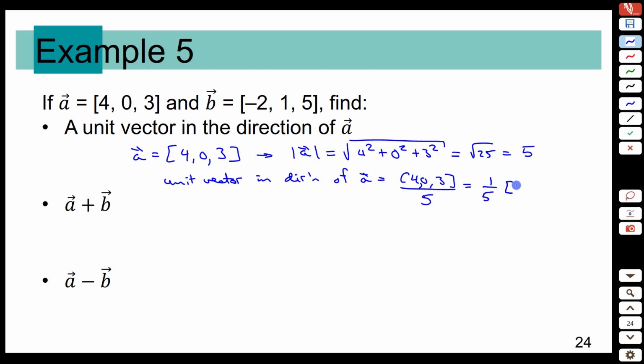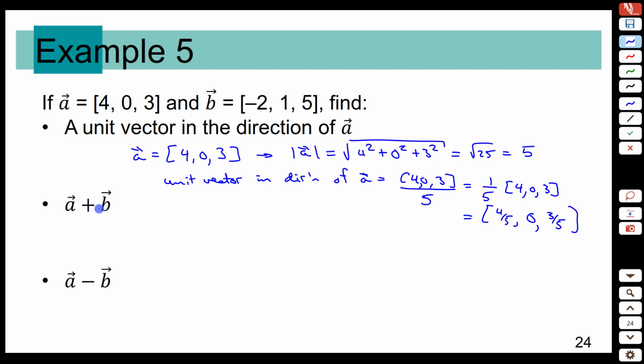So is 1/5 of the 4, 0, 3 vector, or if you want, you can bring that 1/5 inside and talk about the vector 4/5, 0, 3/5. Any one of those forms is completely acceptable. If we found the length of this vector, we would get a length of 1.